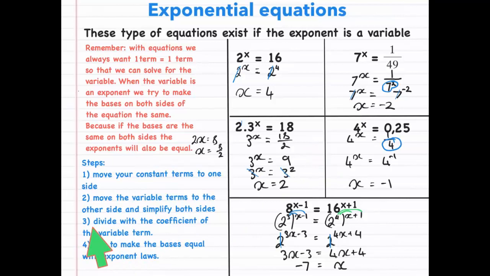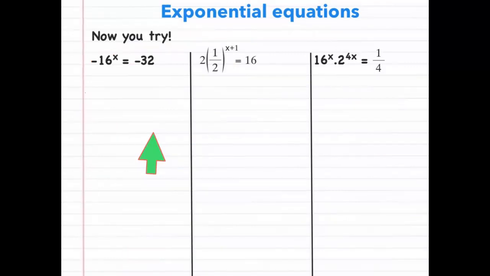We also want to always divide with the coefficient of the variable term, like in this case or this example. We want to divide with that 2 first before we start equating or getting the bases to be equal. So I hope you could follow, and let's just quickly go through a couple of more examples. Now here are a couple of examples that you can try, and please remember we always divide with the coefficient first, right? Now this is a coefficient, this minus. It's a minus 1, so we want to divide with the minus.